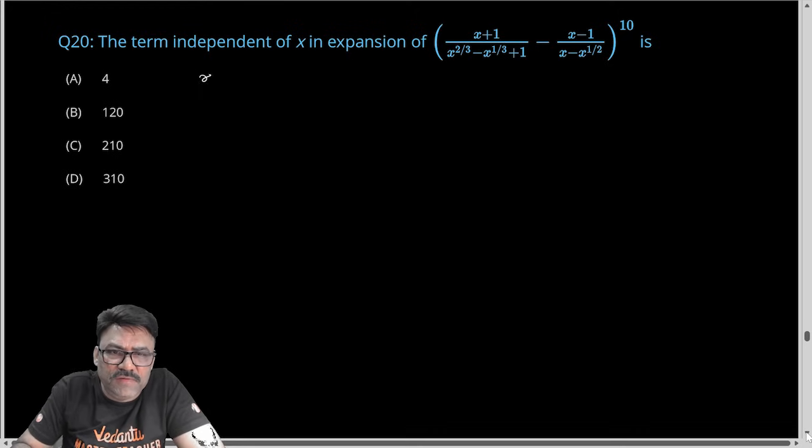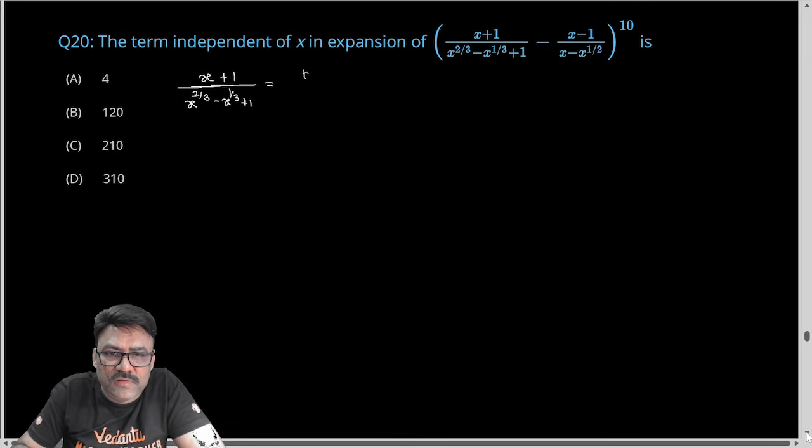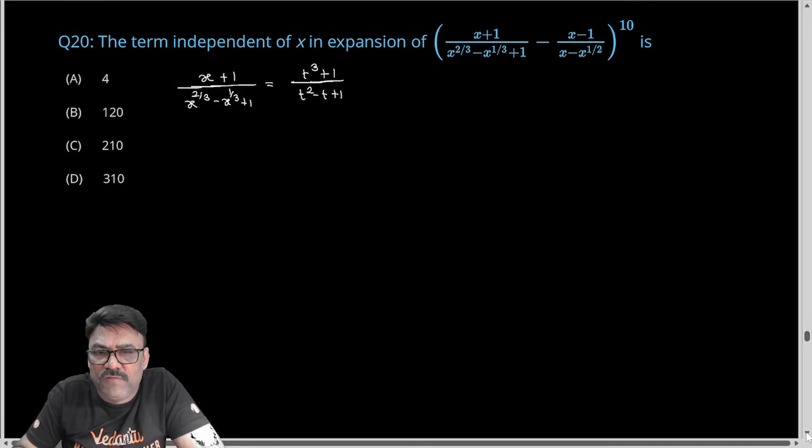So if I simplify this one, x plus 1 over x raised to 2 by 3 minus x raised to 1 by 3 plus 1. Let's simplify it first. If you substitute x raised to 1 by 3 as t here, the numerator will become t cube plus 1 and the denominator will become t square minus t plus 1. And t cube plus 1 you can factorize using the a cube plus b cube formula. So ultimately it will become t plus 1 after cancellation. And t is what? x raised to 1 by 3. So it is x raised to 1 by 3 plus 1, the first one.